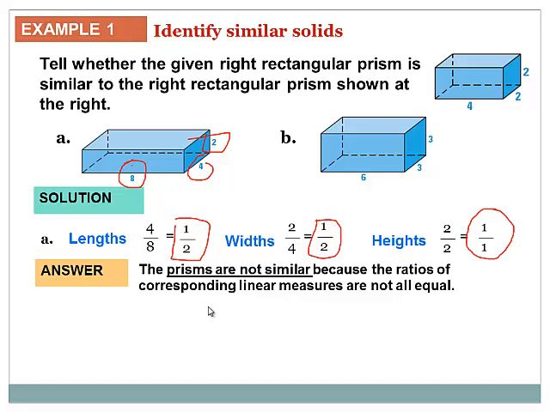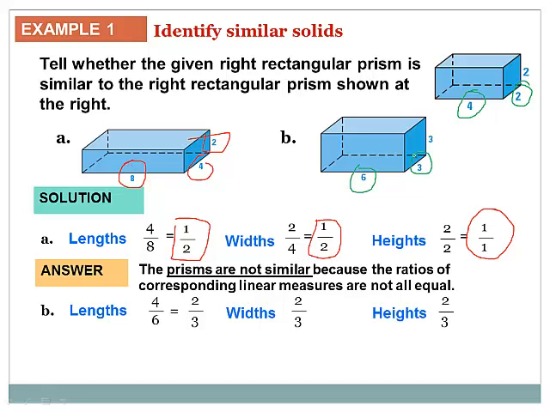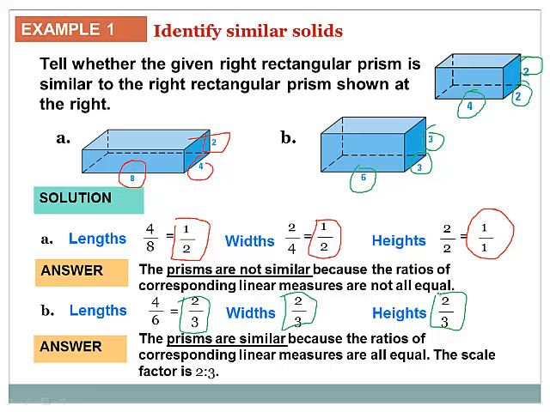For this one, they're going from 4 to 6. So 4 to 6, we can reduce that to 2/3. The widths are going 2 to 3, so this is 2 to 3. That looks good. And the heights are also 2 to 3. So for letter B, we have 2/3, 2/3, and 2/3. These are all the same ratio, therefore they are similar. If they have equal ratios, then we know that the two solids are similar.